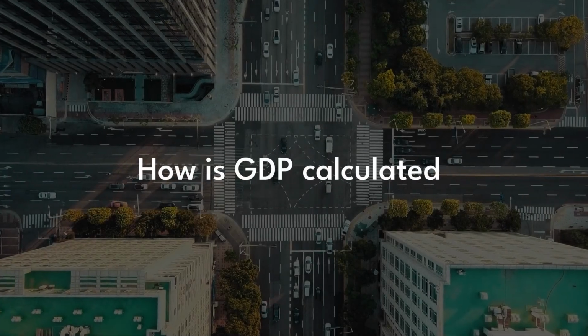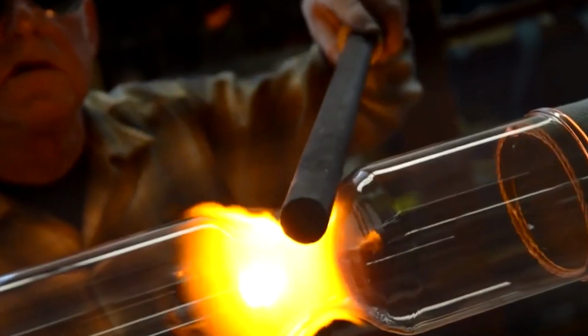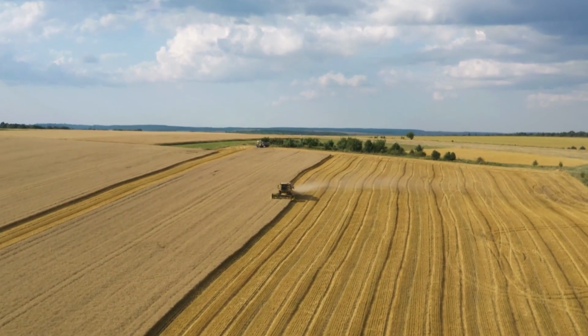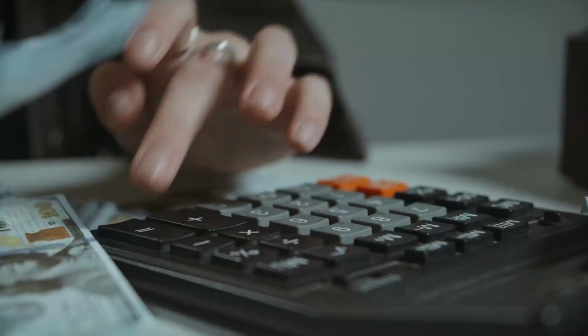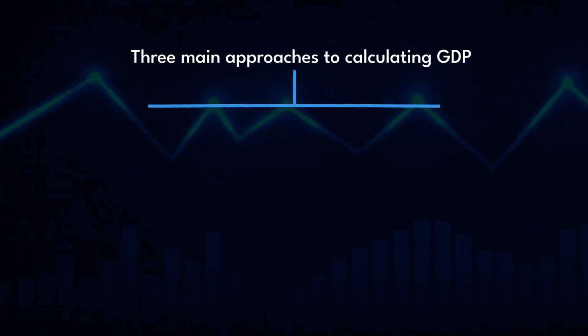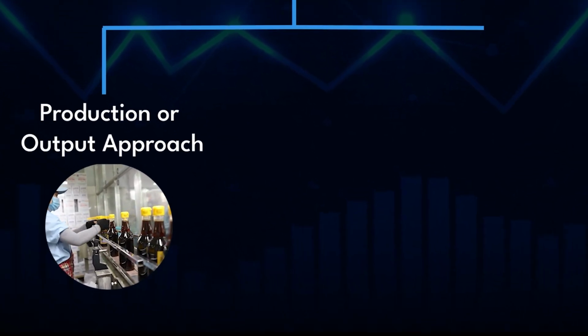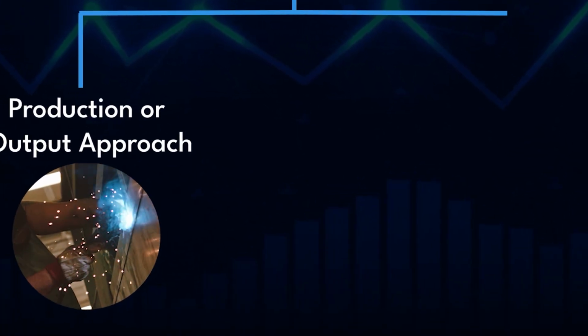So how is GDP calculated in real life? GDP is calculated by summing up the total value of all goods and services produced within a country's borders over a specific time period, usually annually or quarterly. There are three main approaches to calculating GDP. Number one, production or output approach. This approach adds the value of output produced by each sector of the economy.